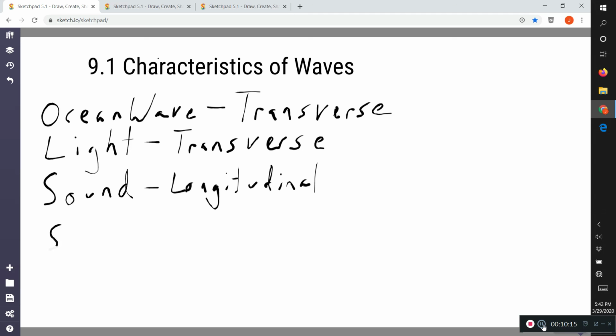And finally, seismic waves, the kind that are made by the earth that generate earthquakes, can be either longitudinal or transverse.